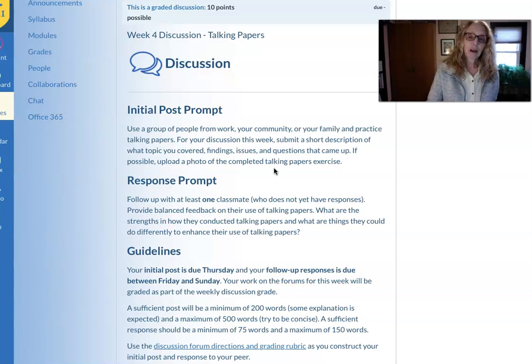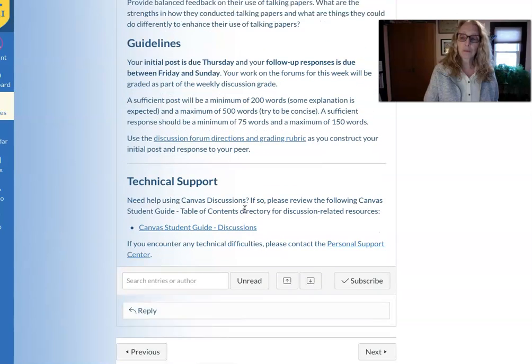We don't put anybody on the spot. So if we're asking people to use talking paper, we don't pay attention to them and say, okay, who wrote this? The whole idea is that there's safety in the anonymity of using the talking paper. And then you'll respond to one classmate.